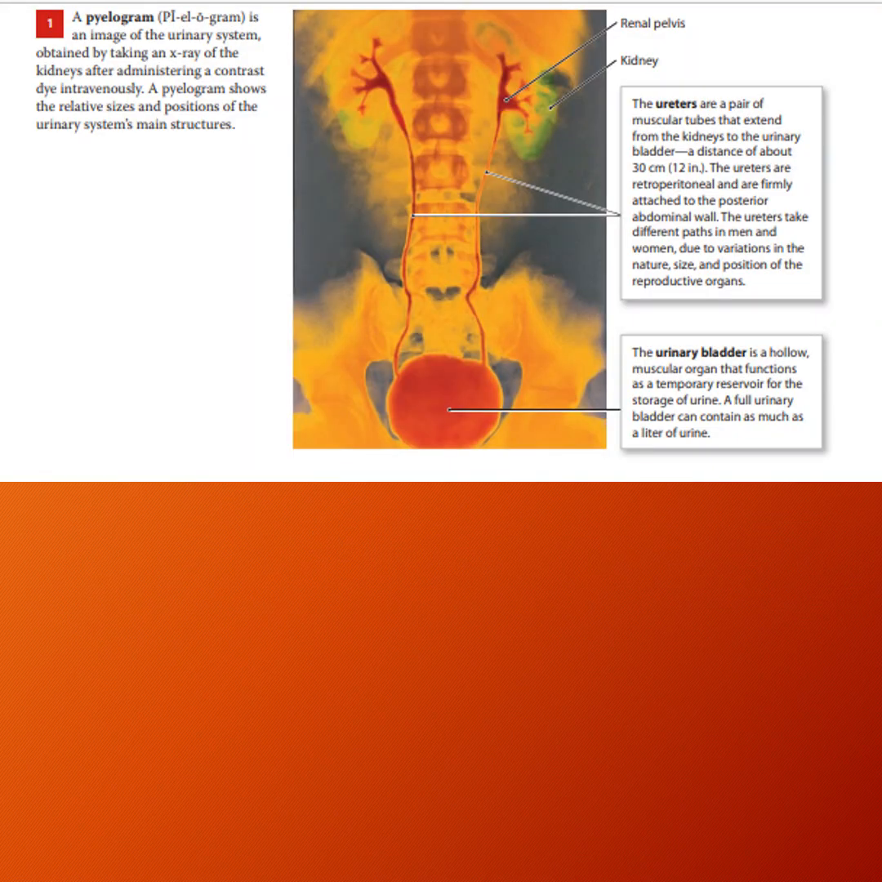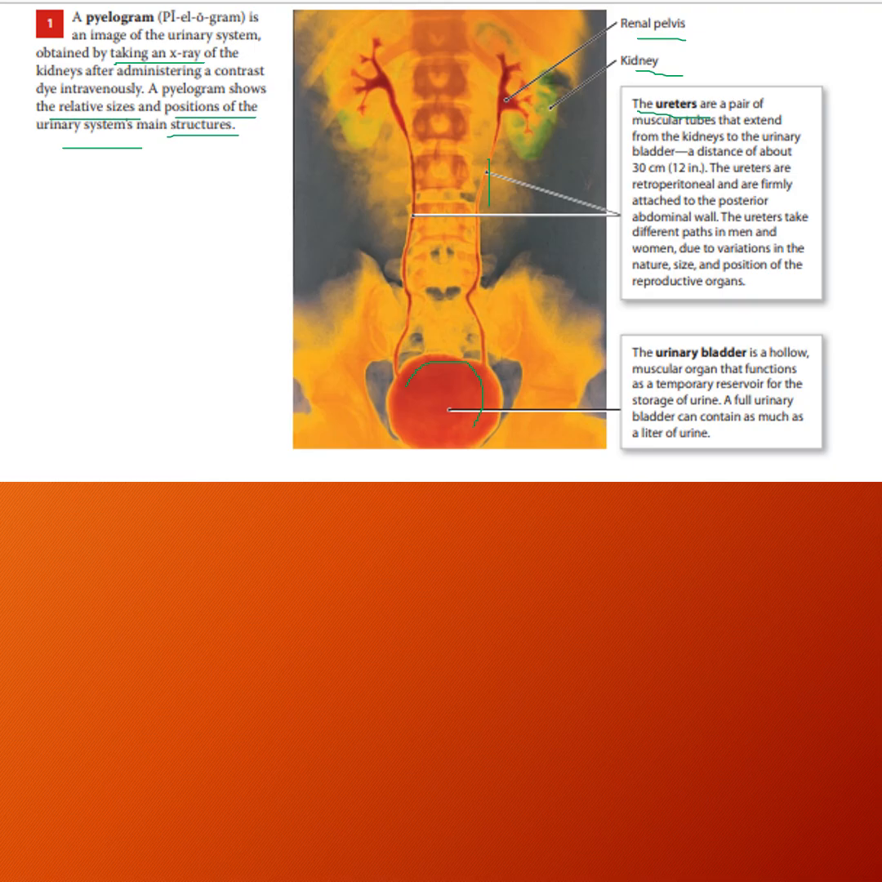In this image, you can see a pyelogram, which is an image of the urinary system obtained by taking an X-ray of the kidneys after administering a contrast dye intravenously. A pyelogram shows the relative size and position of the urinary system's main structures, such as the kidney, renal pelvis, ureters, and the urinary bladder.